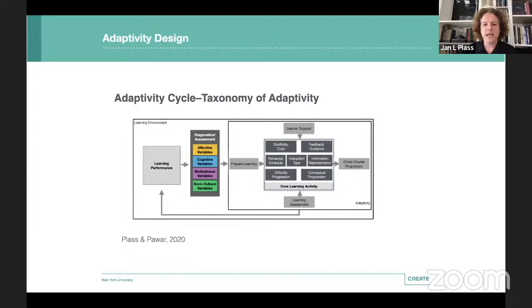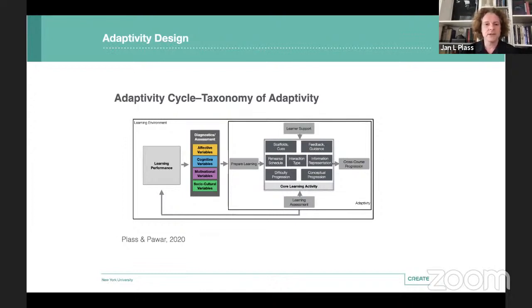And then the responses can be many different types of responses in the game. The core learning activity could be adapted, as well as the scaffolds, the feedback, the guidance, the rehearsal schedule, interaction types, the type of information representation, and, what we did, the difficulty progression, but also the conceptual progression.